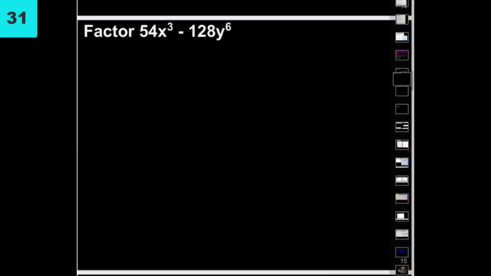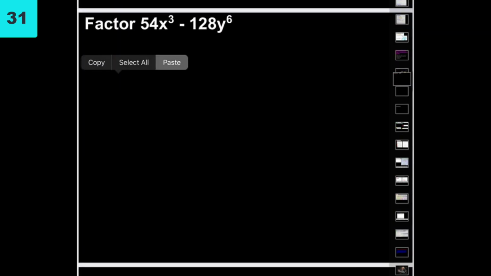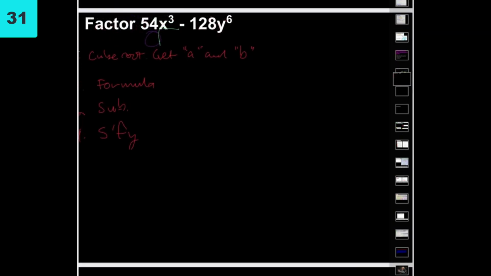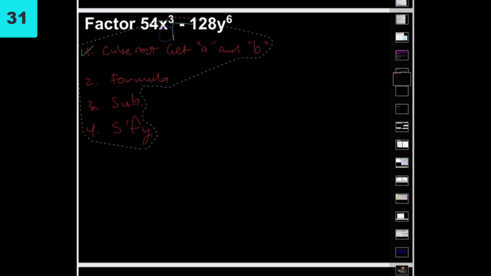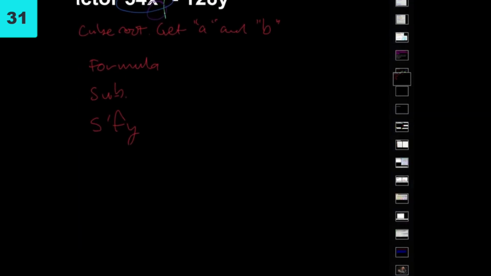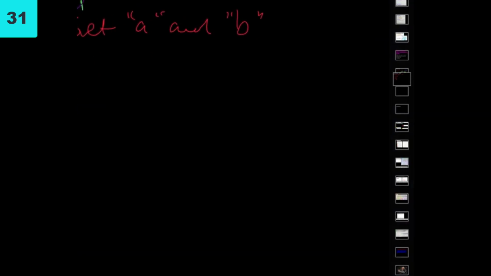So I'm just trying to copy the directions, paste. All right, there's my directions. Okay, so let's go ahead and get the cube root of that one. So here I have a equals 50.